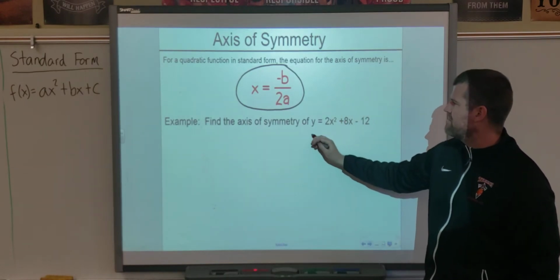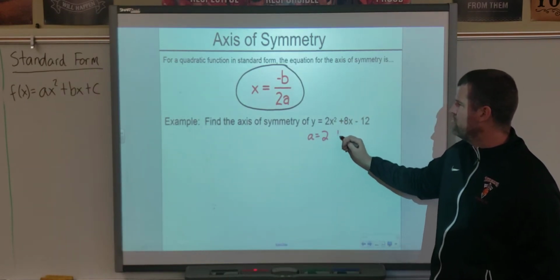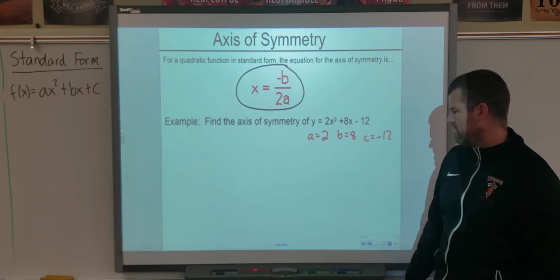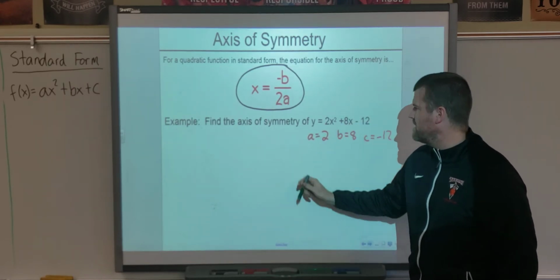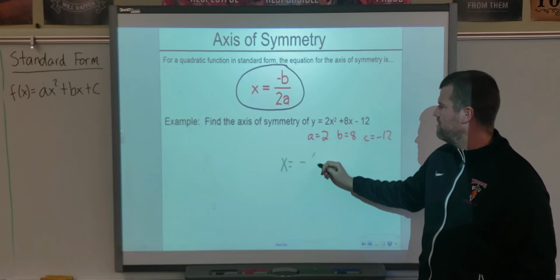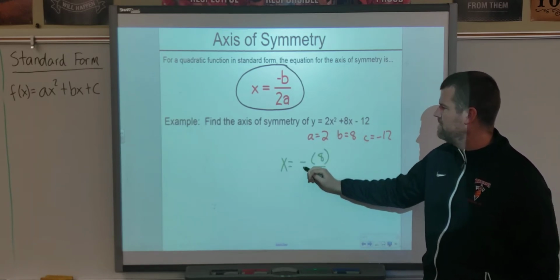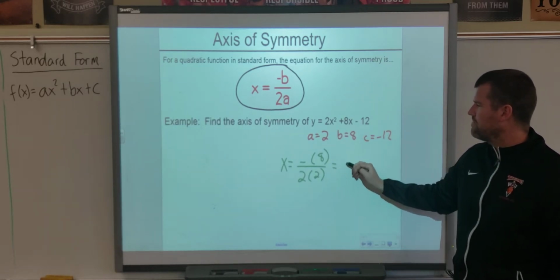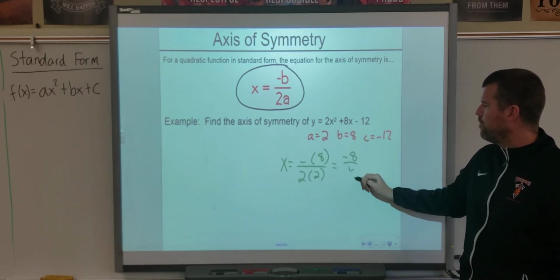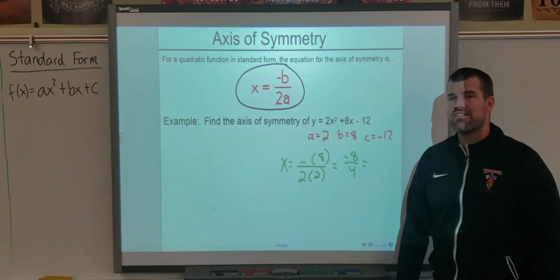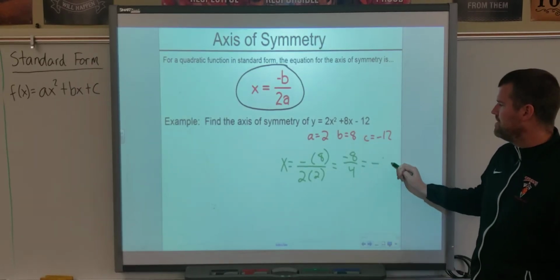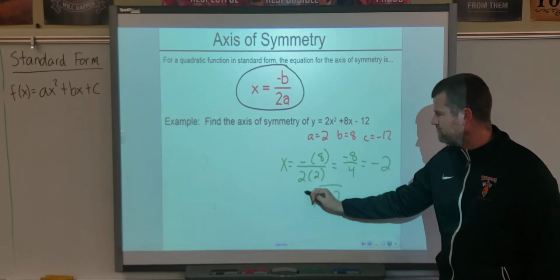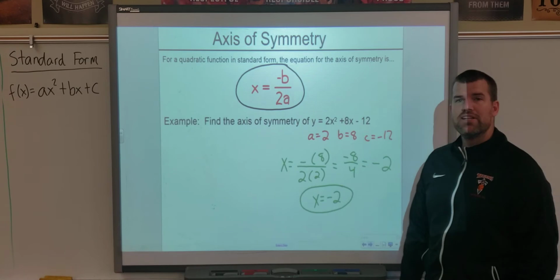So to find this axis of symmetry, I label my a as 2, b is 8, c is negative 12, and I know it's x equals negative b, which is negative 8, over 2a, 2 times 2. So that's negative 8 over 4, which means my axis of symmetry for this problem is going to be x equals negative 2. It all connects together.